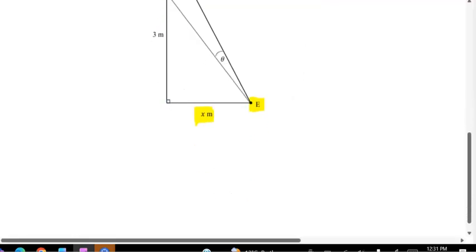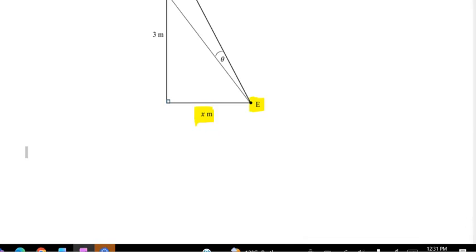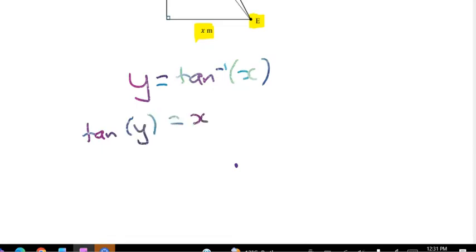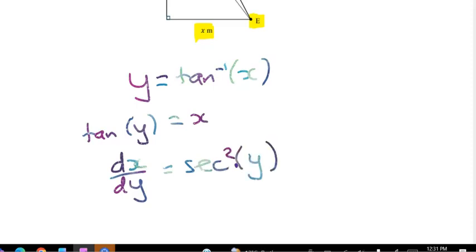We've got y is equal to tan inverse of x, and we don't know how to differentiate that. We're going to rewrite that as something we do know something about, which is that tan of y is equal to x. Now I can differentiate tan of y with respect to y. So we get dx by dy is equal to sec squared of y. What we have to do is somehow turn this back into something with x.